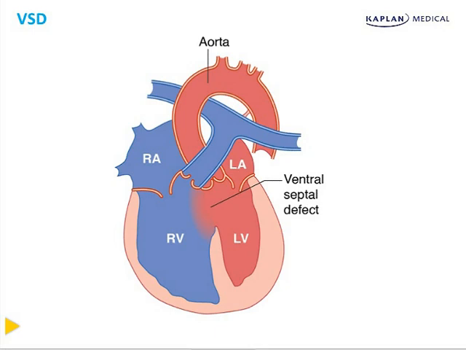In the beginning, VSD is fairly straightforward. You have deoxygenated blood on the right side of the heart, and you have oxygenated blood on the left side of the heart. They meet in the middle where the VSD exists, and because the left side of the heart is thicker, it's stronger, it has to generate greater pressures to send blood through the systemic vasculature. This drives the left to right shunt.